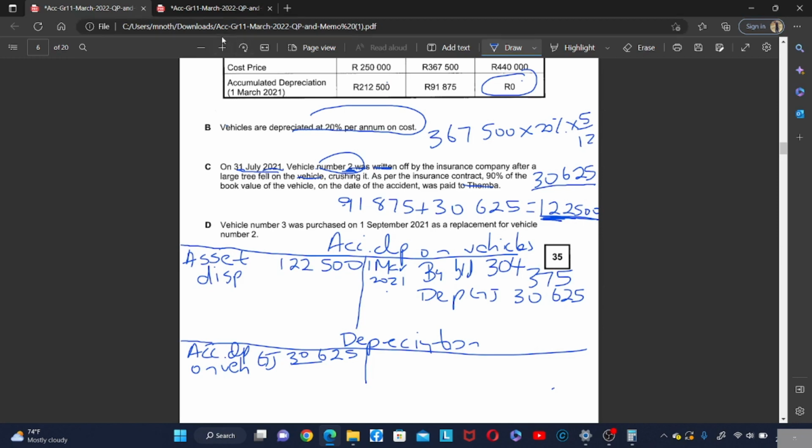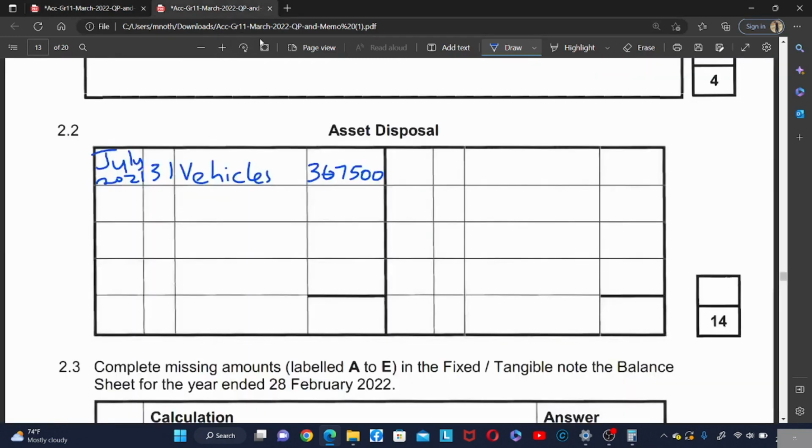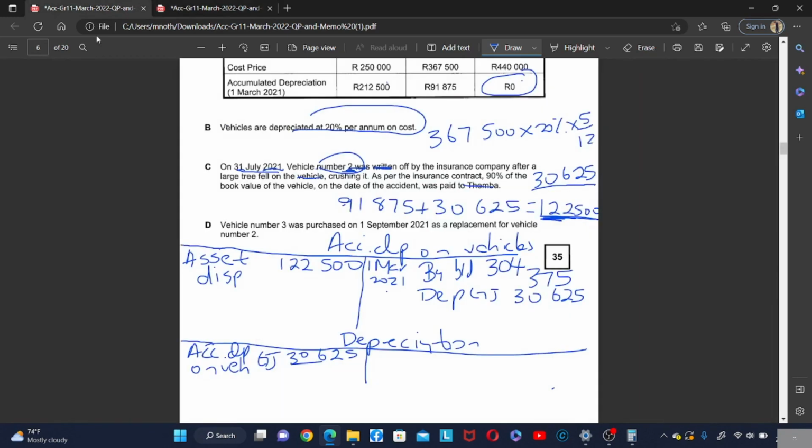So we know that if we record something on the debit, it must also be recorded on the credit side. So it's accumulated depreciation on vehicles, July 31, 2021. Let me erase this first.